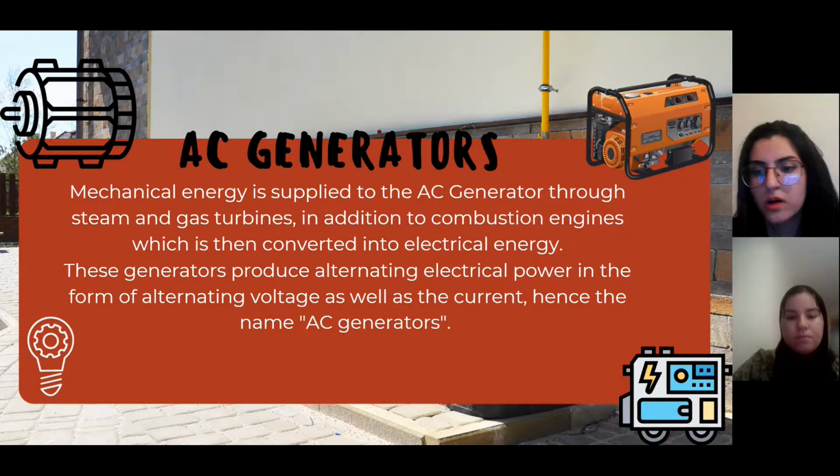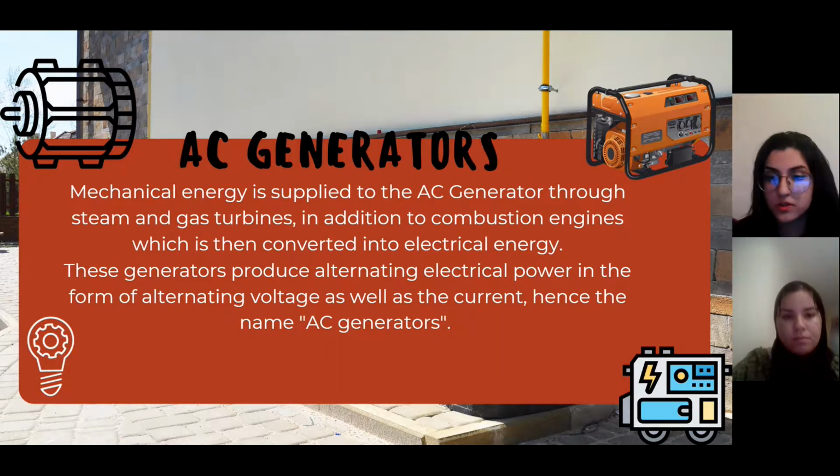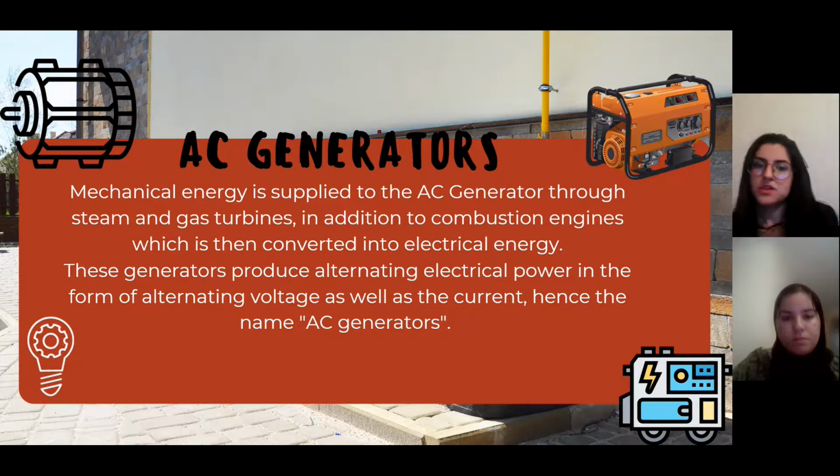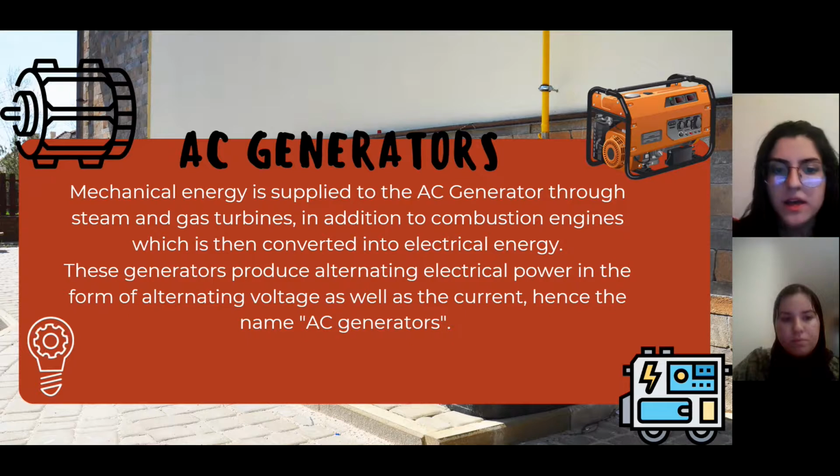And now moving on to alternating current generators. Mechanical energy is supplied to the AC generator through steam and gas turbines in addition to combustion engines, which is then converted to electrical energy. These generators produce alternating electrical power in the form of alternating voltage as well as current, hence the name AC generators.